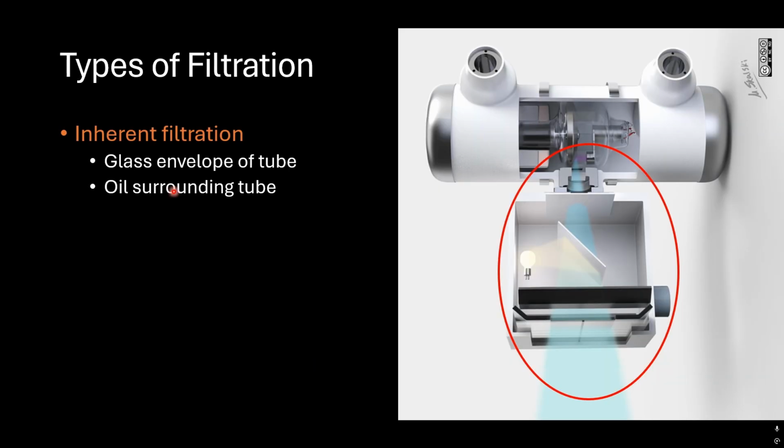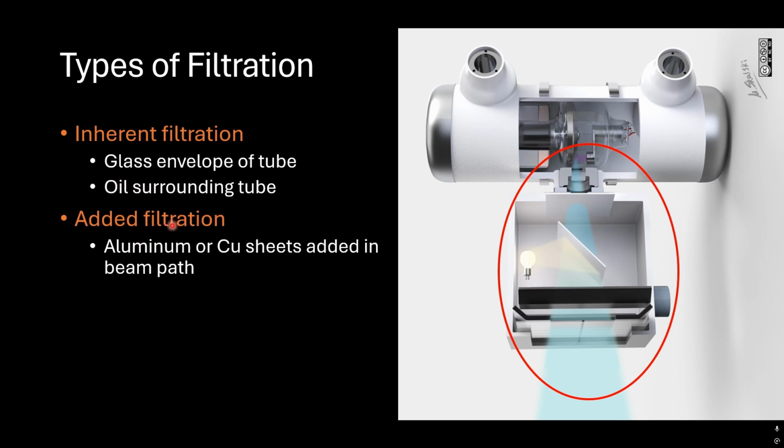Okay, now we'll move to different types of filtration. We have inherent filtration, which is caused by the glass envelope of the tube or oil surrounding the tube. These two can absorb a little bit from the very low photon energy inside the tube. And we have the added filtration. It's aluminum or copper sheets added in the beam path. So the added filtration will be here to absorb these low energy photons.